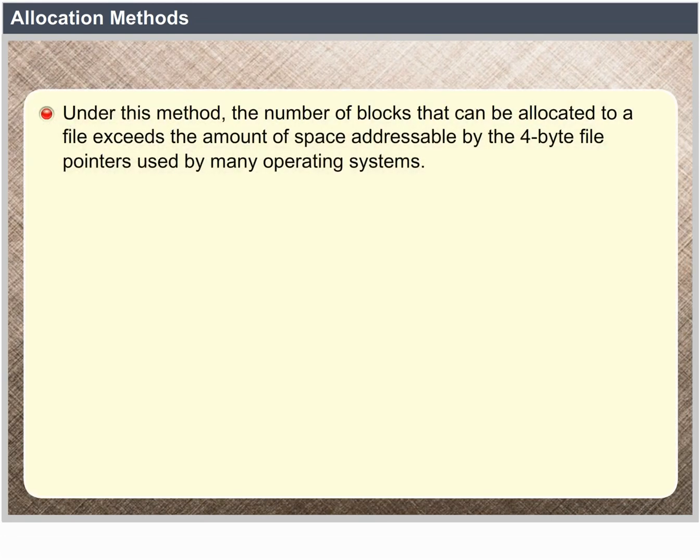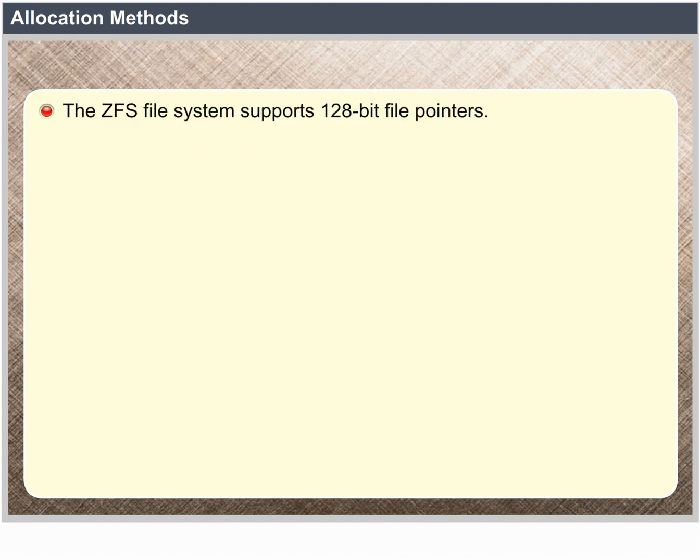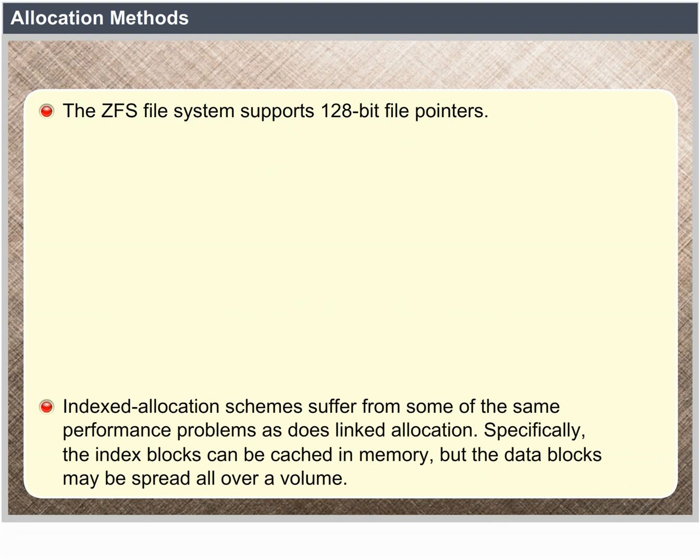Under this method, the number of blocks that can be allocated to a file exceeds the amount of space addressable by the 4-byte file pointers used by many operating systems. A 32-bit file pointer reaches only 2^32 bytes, or 4 GB. Many Unix and Linux implementations now support 64-bit file pointers, which allow files and file systems to be several exabytes in size. The ZFS file system supports 128-bit file pointers. Indexed allocation schemes suffer from some of the same performance problems as does linked allocation. Specifically, the index blocks can be cached in memory, but the data blocks may be spread all over a volume.